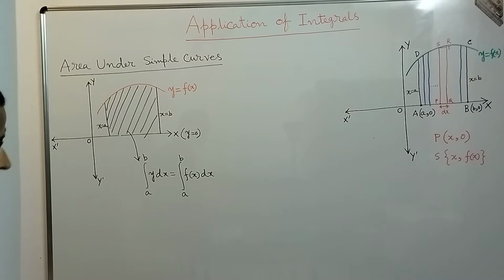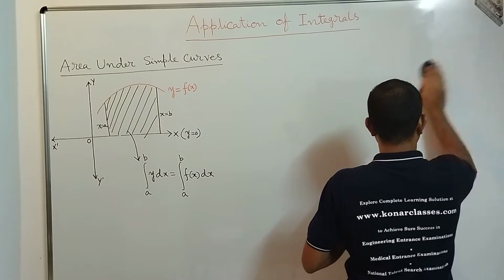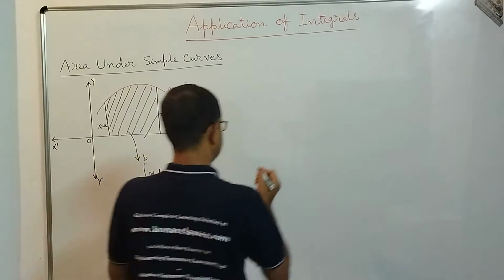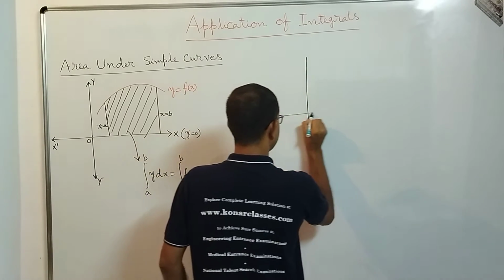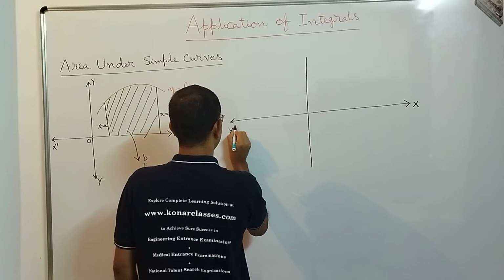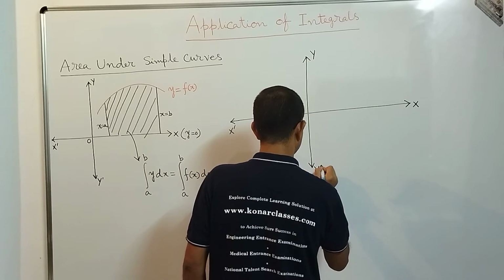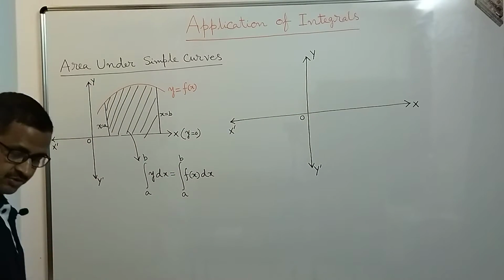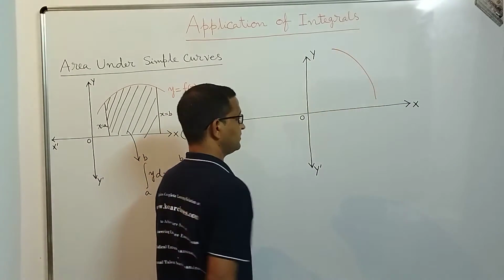Now suppose we take another case, a very practical one, hence I am saying so. This is the y-axis, this is the x-axis, with its positive and negative directions, this is the positive direction of the y-axis, this is the negative direction of the y-axis, and this is the origin. Now suppose you have a curve something like this.